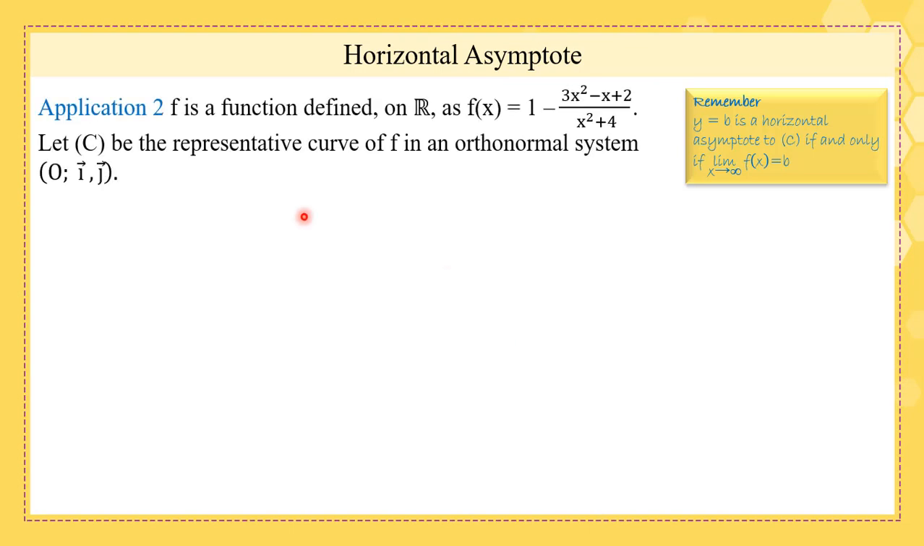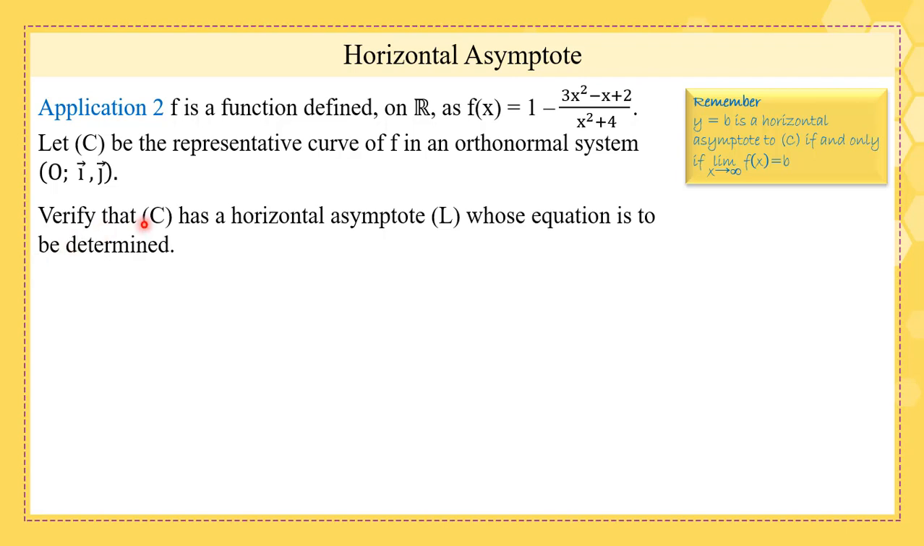Let's see this application. We have this function. The question is to verify that C has a horizontal asymptote whose equation is to be determined. Now, if we find the limit at plus infinity, this one comes out and we have the limit of this quantity. Using the leading term, this becomes 3, so we have 1 minus 3, which is negative 2. So the limit at infinity is negative 2.